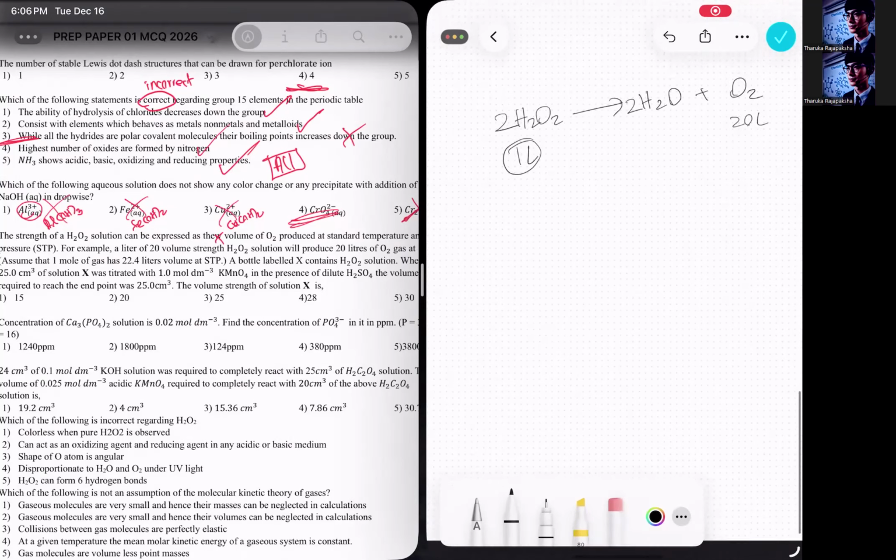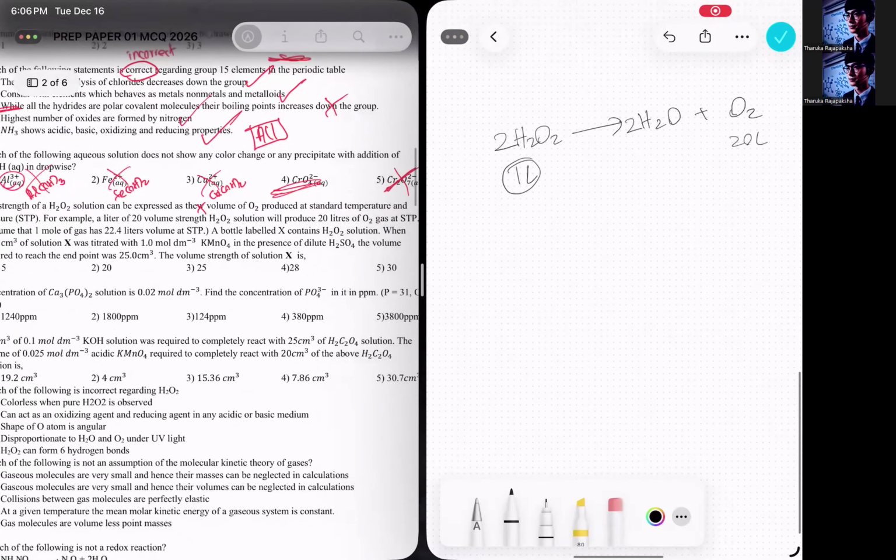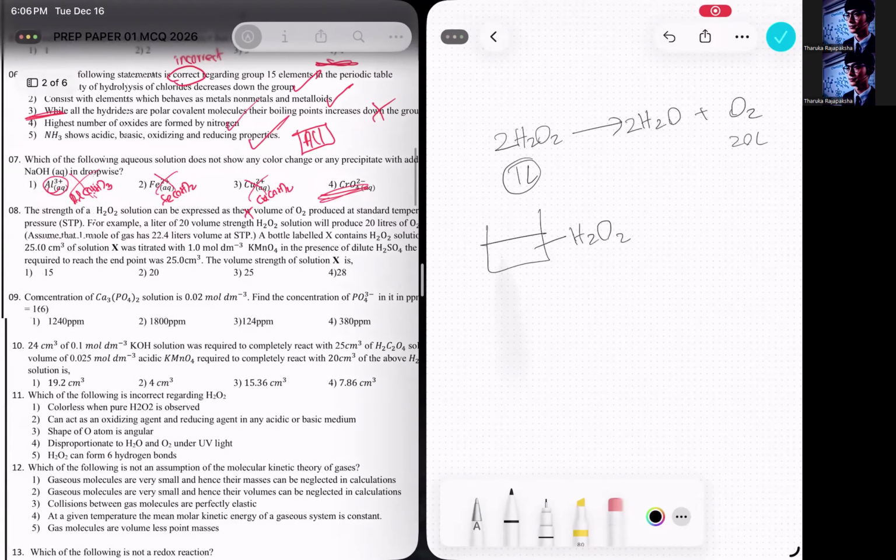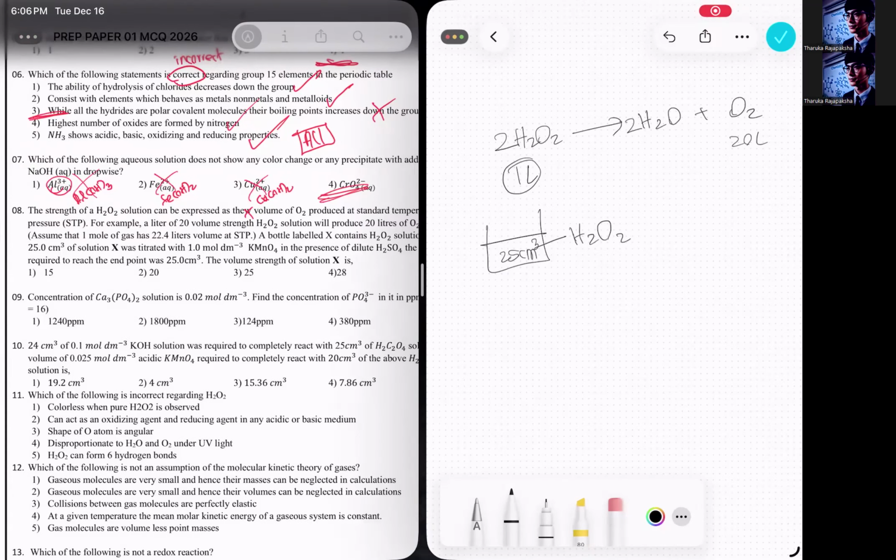That's what they mean. First of all, we have to calculate the concentration of the solution. Now, this H2O2 solution, we have to calculate the concentration. They have told 25 cubic centimeters of the solution was reacted. Now, people, if we want to calculate the number of moles of H2O2 inside this 25 cubic centimeters, that's what we should do first.